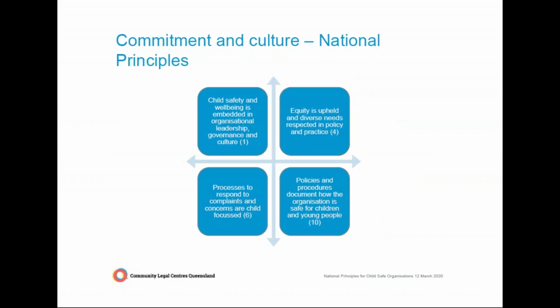They are: number 1, child safety and wellbeing is embedded in organisational leadership, governance and culture. Number 4, equity is upheld and diverse needs respected in policy and practice. Processes to respond to complaints and concerns are child-focused. Policies and procedures document how the organisation is safe for children and young people.